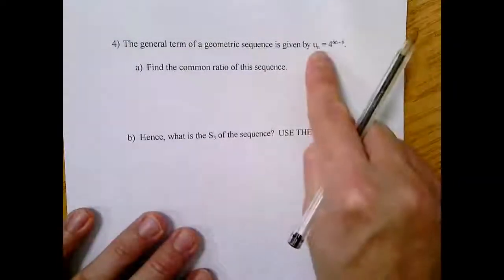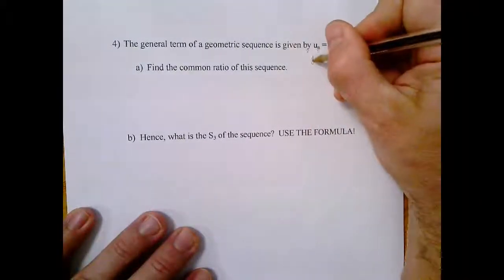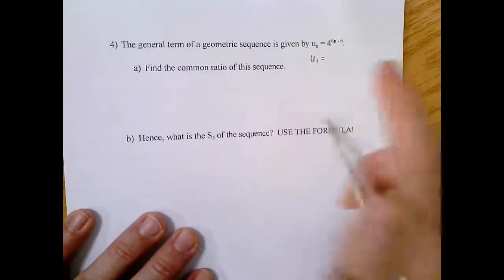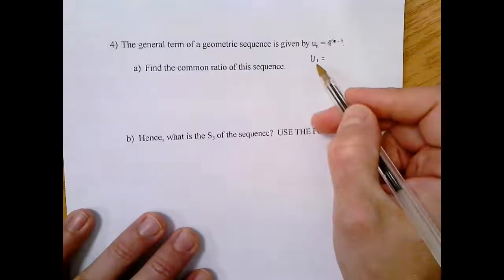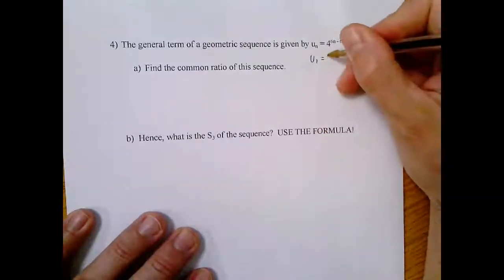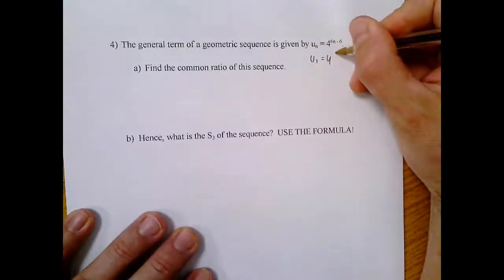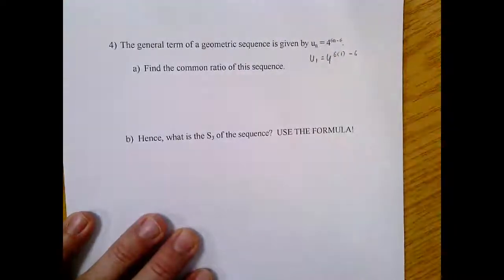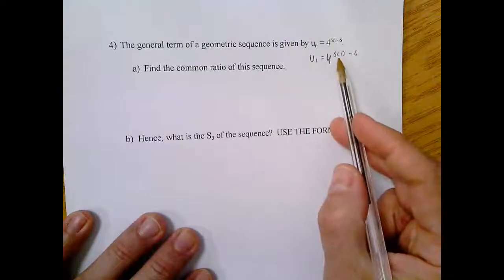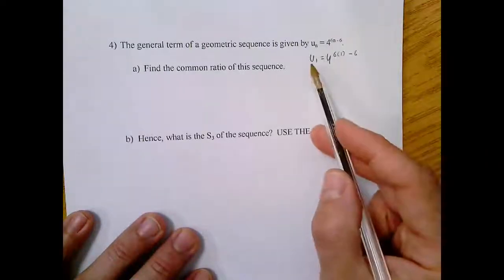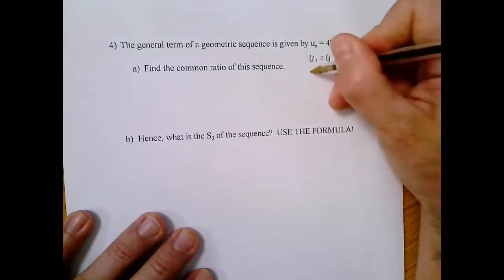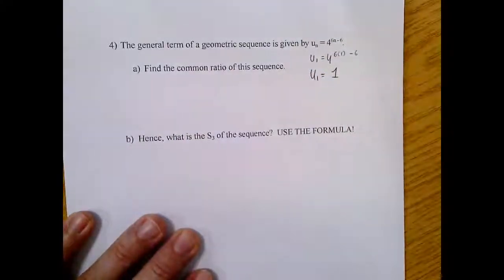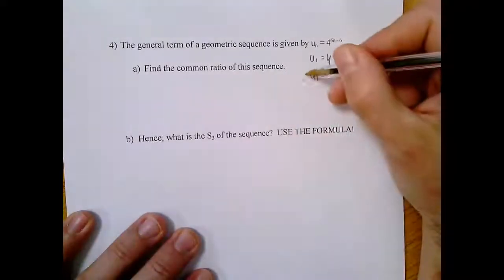To find the first term, we would just say, well, that's going to be called u sub 1. And that's implying a level of substitution because it's saying wherever you see n, stick in a 1. That's like saying 4 raised to the 6 times 1 minus 6 power. Well, 6 times 1 is 6, and 6 minus 6 is 0, and 4 to the 0 power is 1, because anything to the 0 power is 1. Okay, so we got some info.